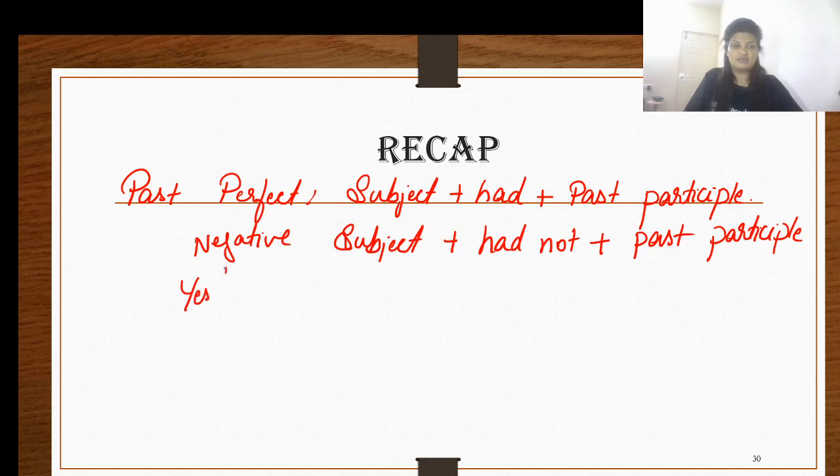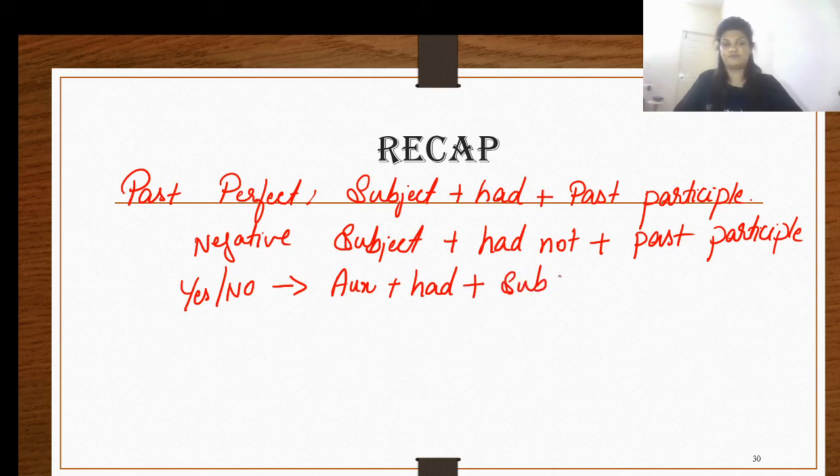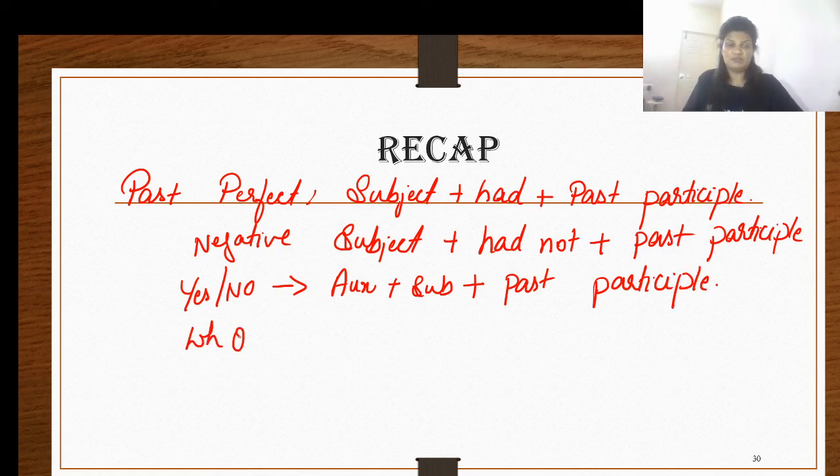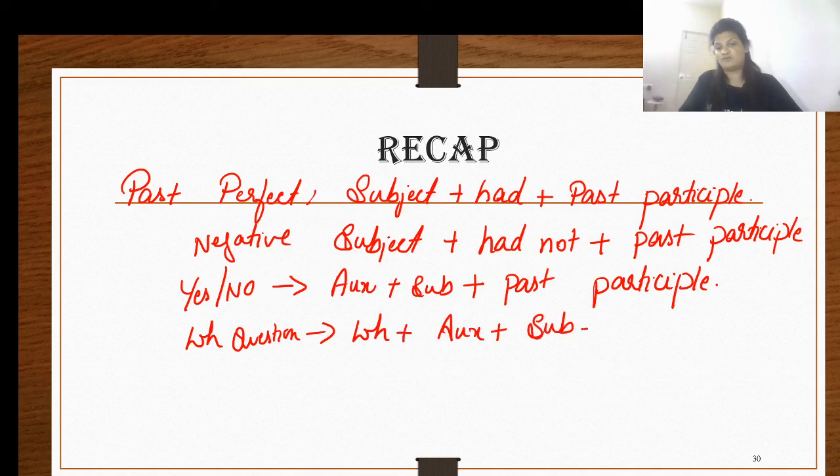To make it a yes or no question, we bring in the auxiliary first, had, and then comes the subject, and here comes your past participle. To make it a WH question, all you do is WH word, then comes your auxiliary, then comes your subject, and then comes your past participle.